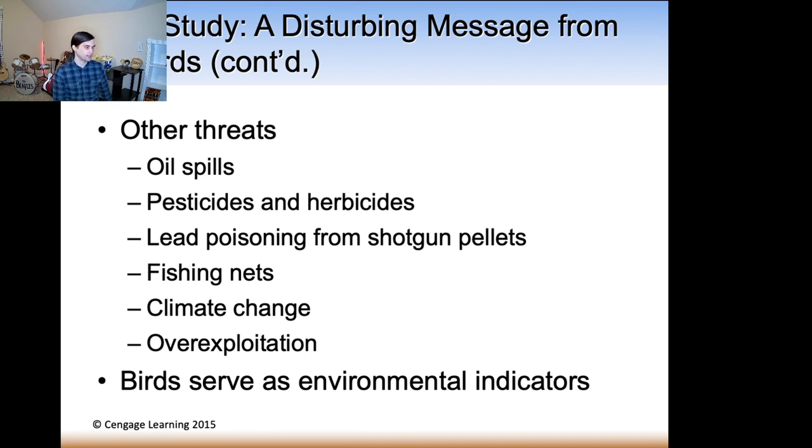So that's even a big deal. They get caught in fishing nets all the time. People abandon fishing nets. They float on the surface of the ocean, so the birds come down to get the fish, and then they get caught in a net or some fishing line or something like that, and the bird drowns. Climate change, huge threat to birds. They don't handle climate change very well at all. And then we harvest them and hunt them all the time.